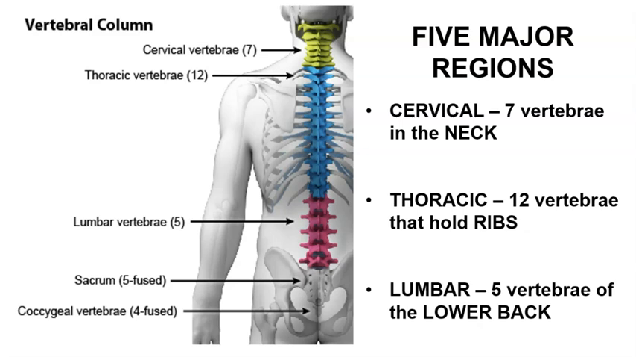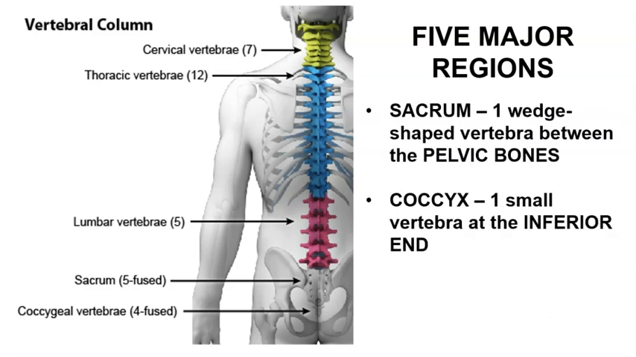There are 5 major regions of the vertebral column, with each region having vertebrae that have shapes that are unique to that region, different from vertebrae in other regions. Beginning superiorly, the 7 vertebrae within the neck are collectively called the cervical vertebrae. Moving inferiorly, the 12 vertebrae that support the ribs are called the thoracic vertebrae. The 5 vertebrae that are found in the lower back are collectively called the lumbar vertebrae.